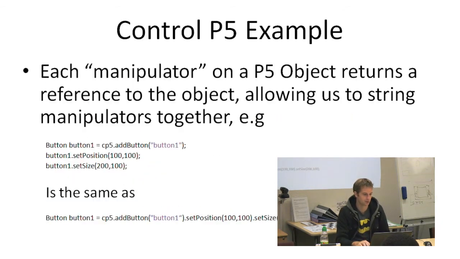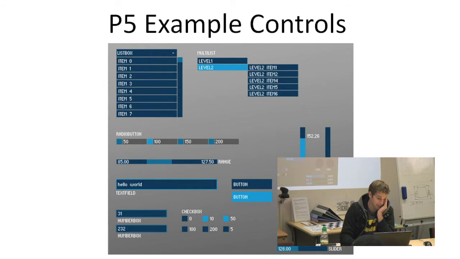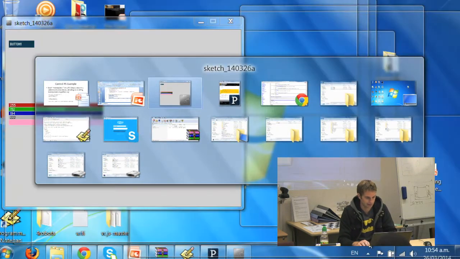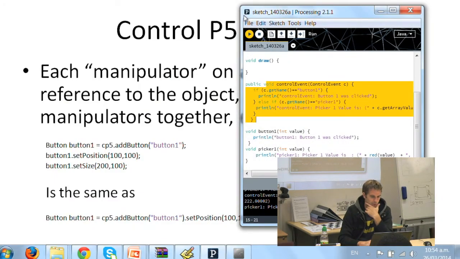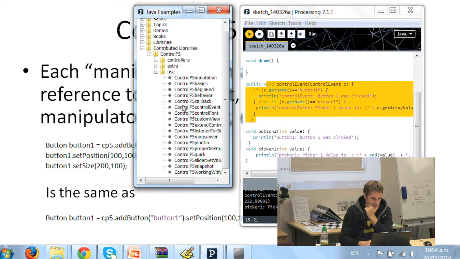Right, so that's ControlP5, a very brief example. But if we jump into here, as I said, when we install the library, we also get all the examples which come along with it. So if we go to examples, that sounds like an interesting one.